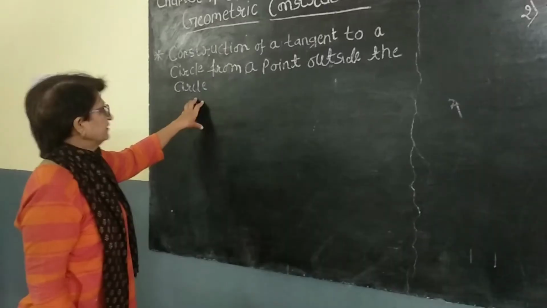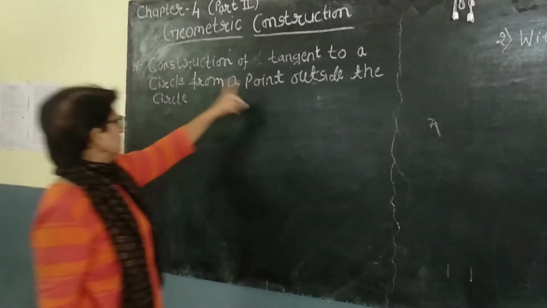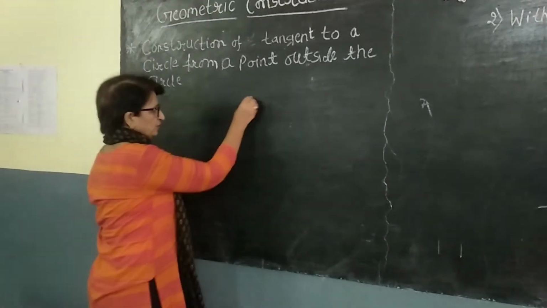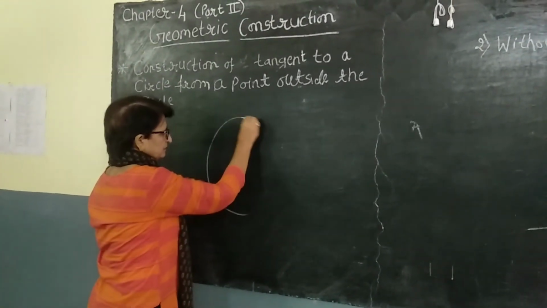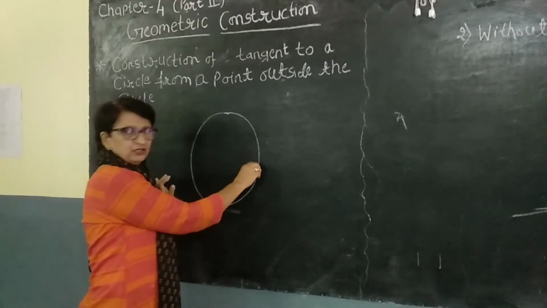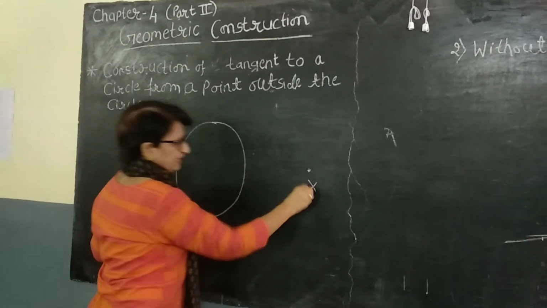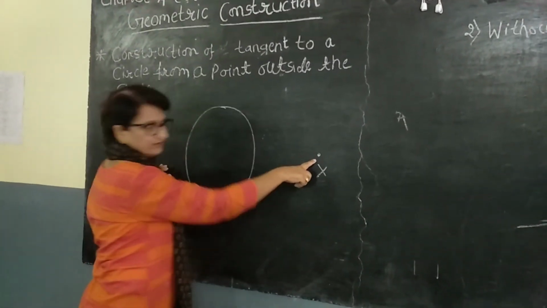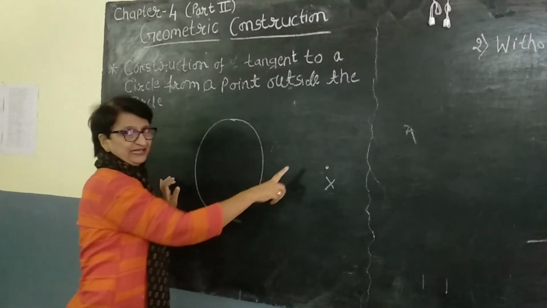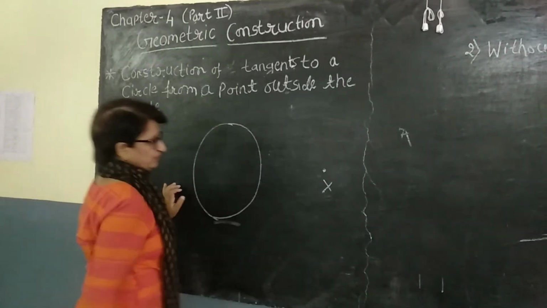We have to construct tangents to a circle from a point outside the circle. First, we had been given a circle and a point on the circle. Now it is saying that the point is here. This is the point X. From point X we have to draw tangents. Now from point X we will get two tangents, not one tangent. Okay? So we have to construct from here.